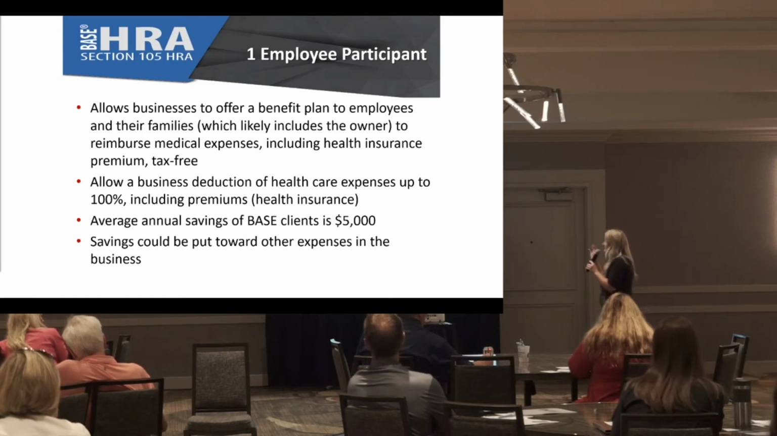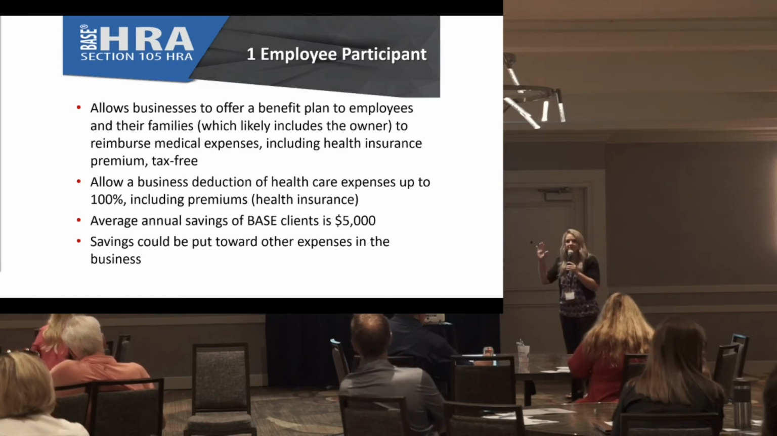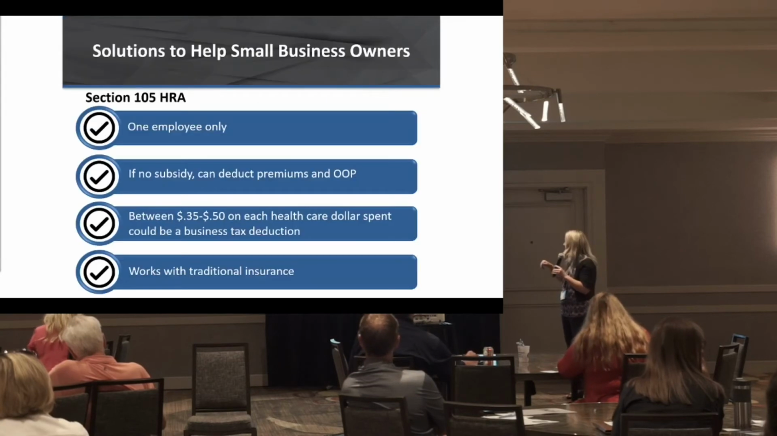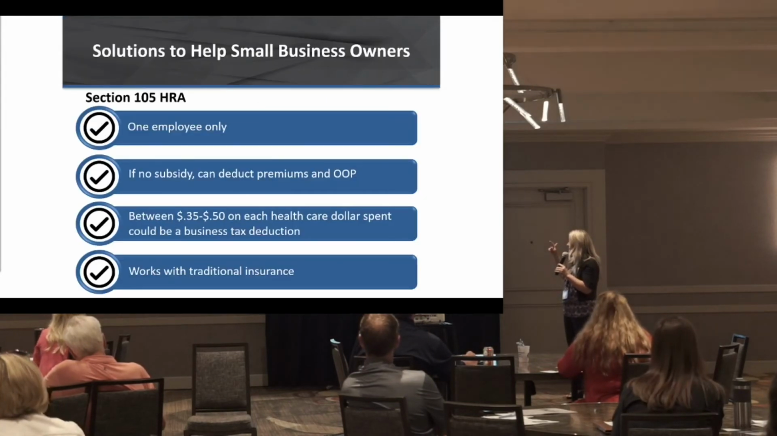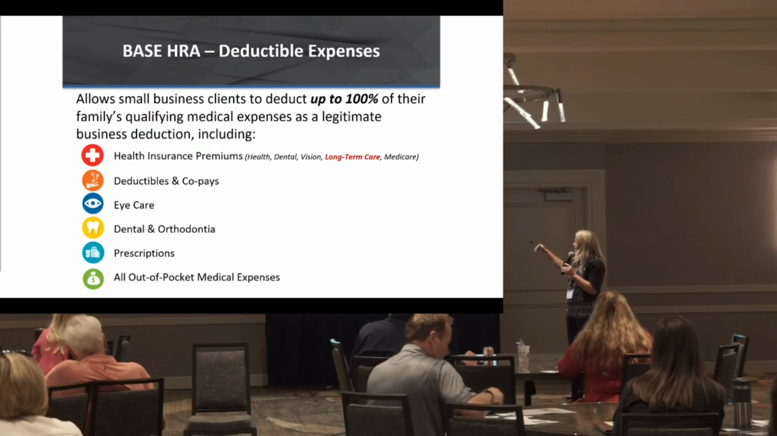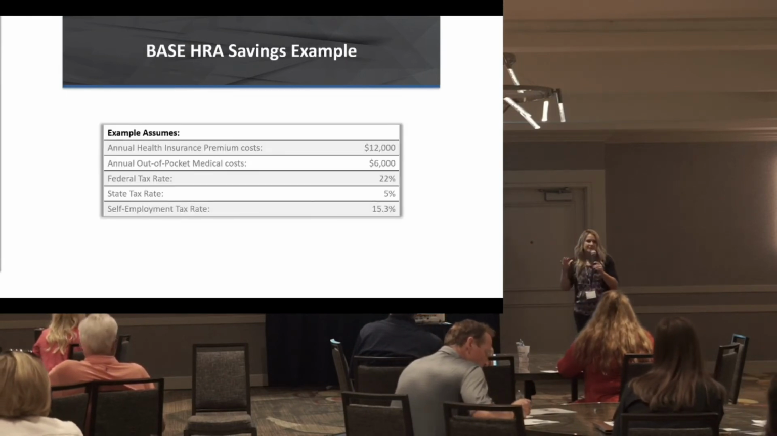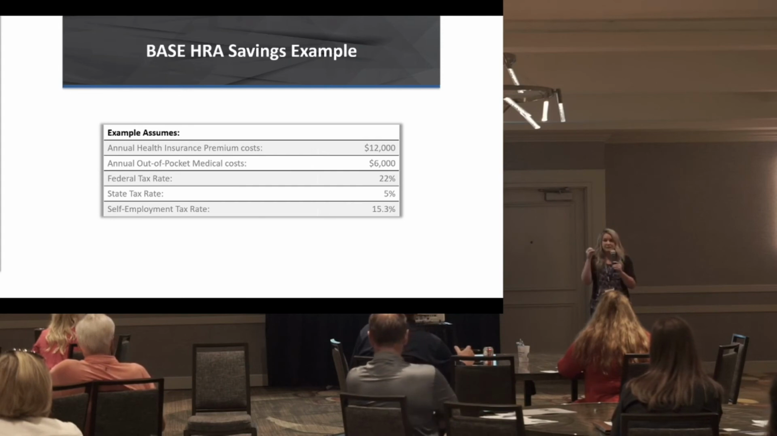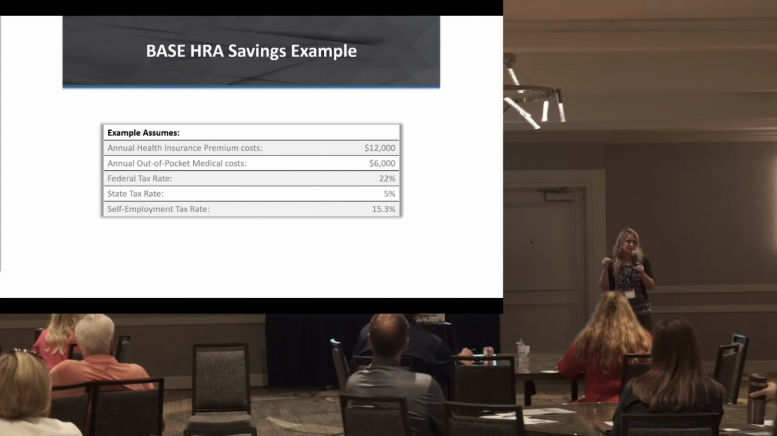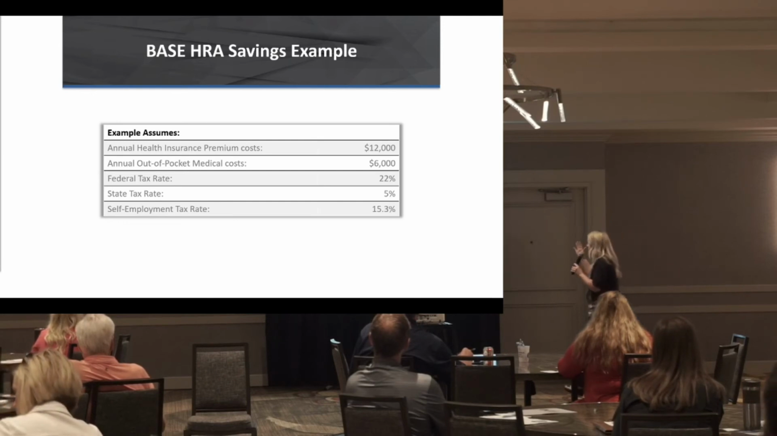So I'm going to actually skip a few slides I just talked about. I just want to skip to an example. So go to the next. Yep, keep going. I'm sorry. Okay, stop. Here's just a quick example. The self-employed is the no-brainer on an HRA.